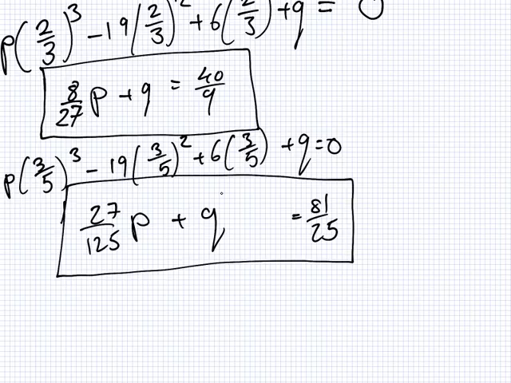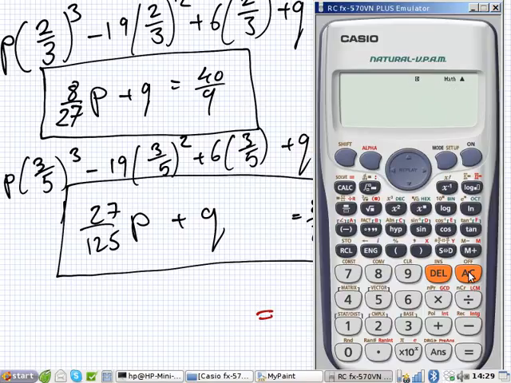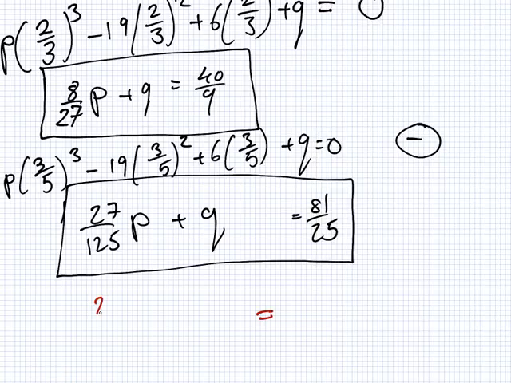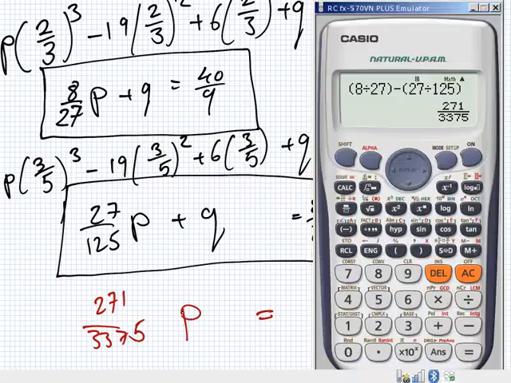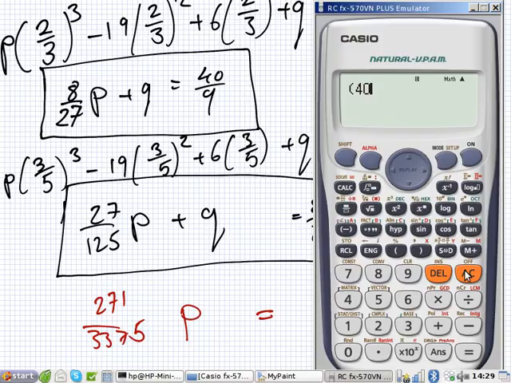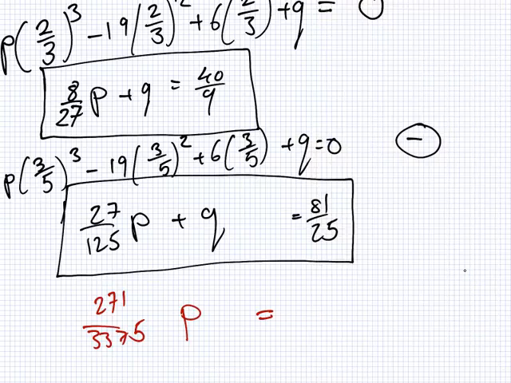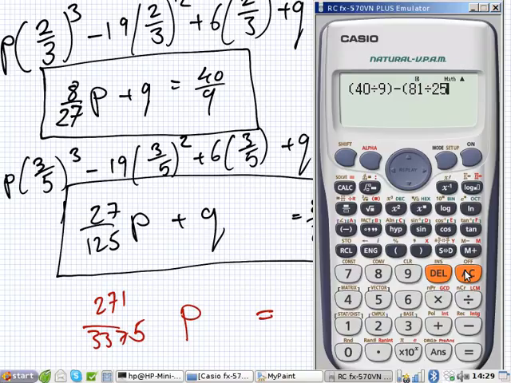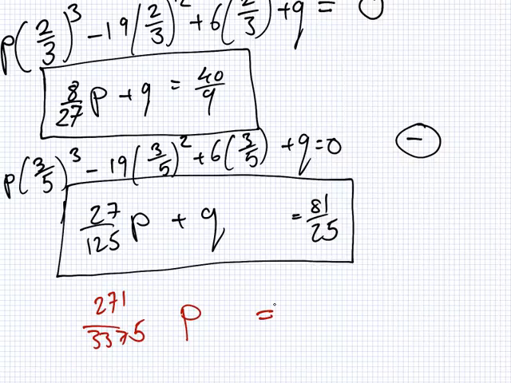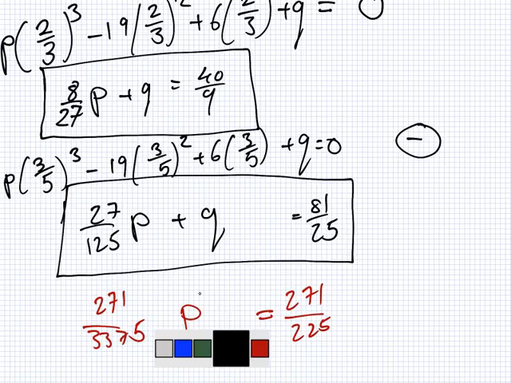Okay. Now, what I'll do next is minus. So Q minus Q is gone. And we'll have 8 over 27 minus 27 over 125. So that would be 271 over 3375 P. And then we have the next one, which is 40 over 9 minus 81 over 25. That's 271 over 225. Now what's nice here, what can I cancel?